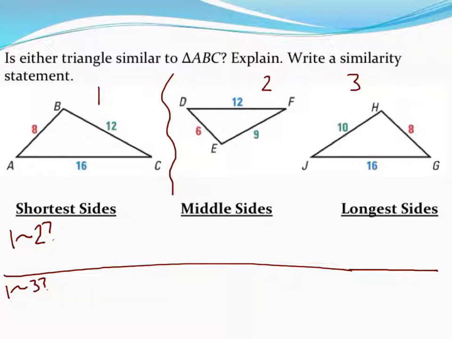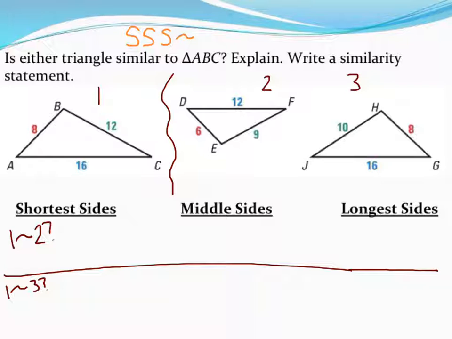In this example, we want to determine if either triangles 2 or 3 is similar to triangle 1. I've just numbered them for ease of conversation. To do this, I'm going to check to see if the sides are all in the same ratio. In other words, I'm going to check for side, side, side similarity, which is a shortcut we can use to prove two triangles are similar to each other.